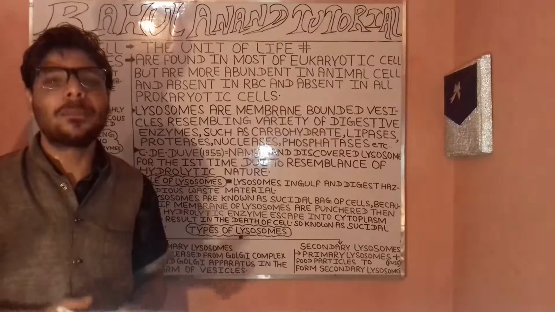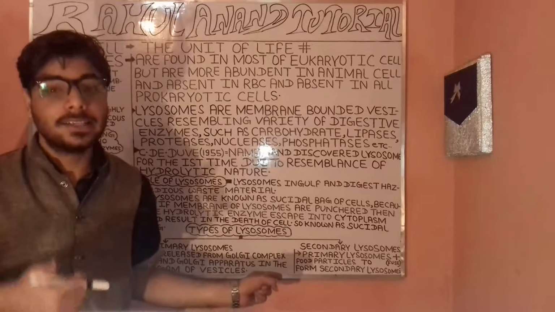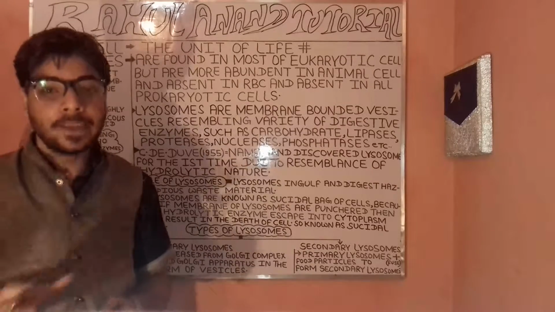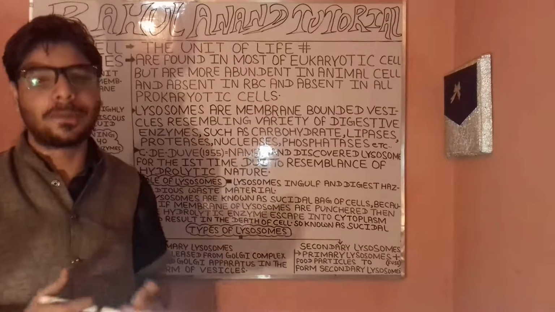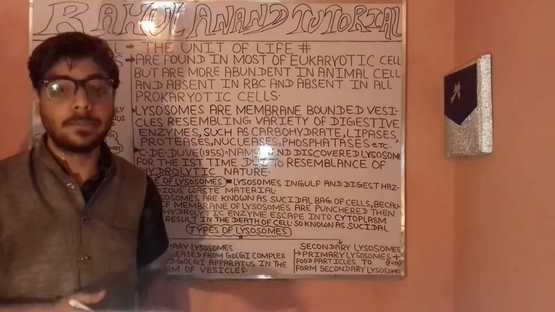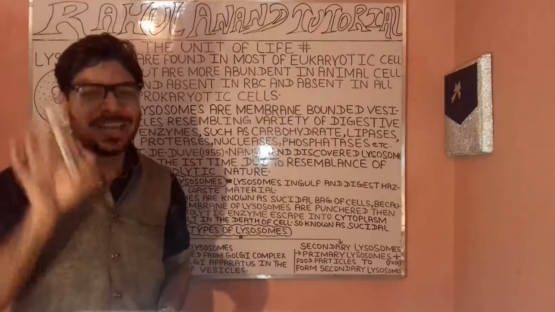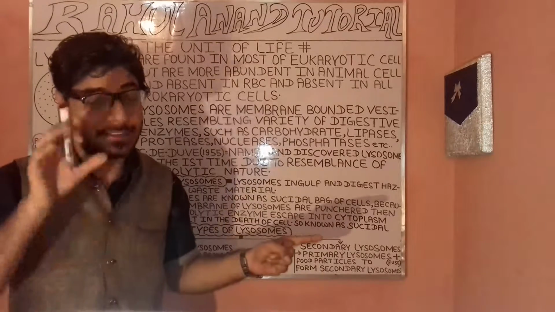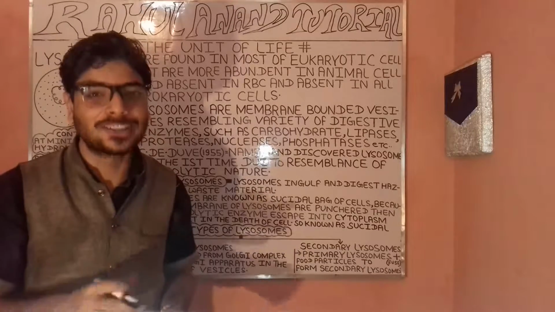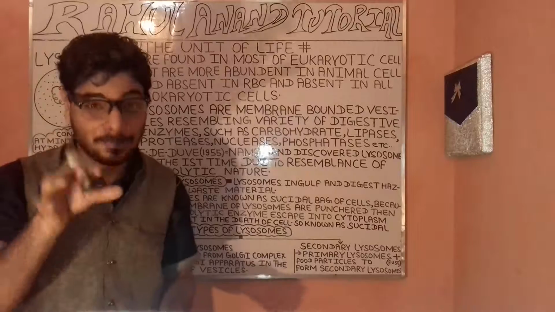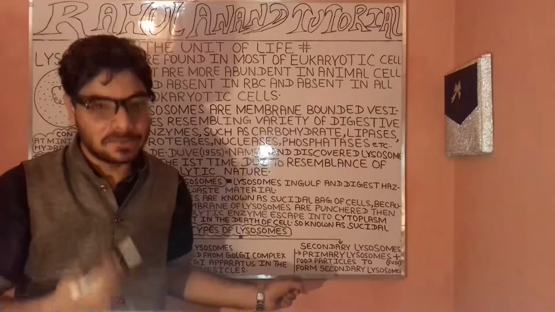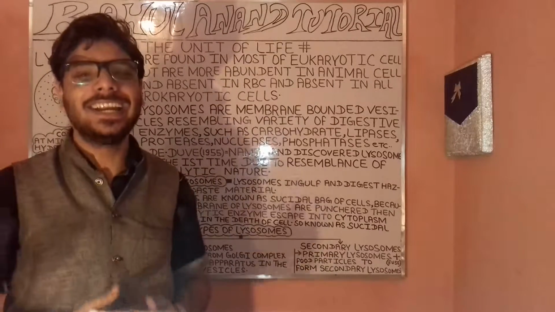From the Golgi complex, the Golgi apparatus. These are released in the vesicles. So you are very clear about that: the types of the lysosomes are the primary lysosomes as well as the secondary lysosomes.